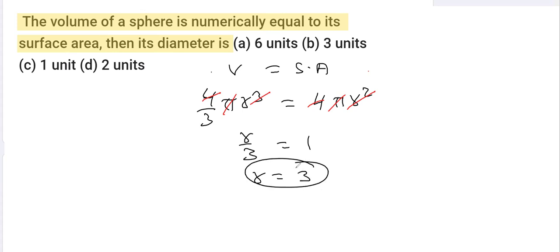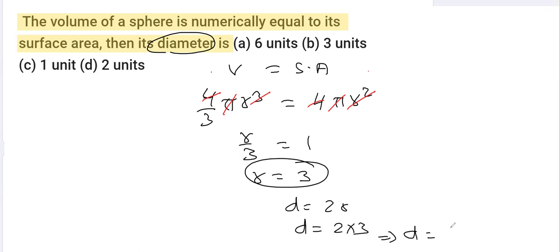Now we got the radius as 3, but we are looking for the diameter, and the diameter of a circle is twice the radius. Therefore, we can say the diameter is 2 into 3. So that means the diameter we are getting as 6 units. Do not write centimeter or meter.